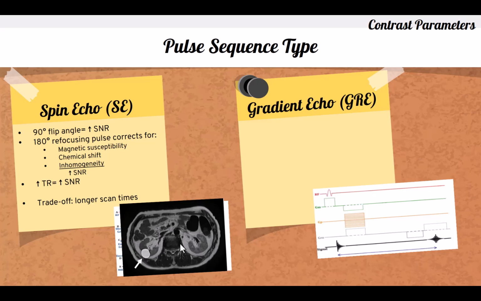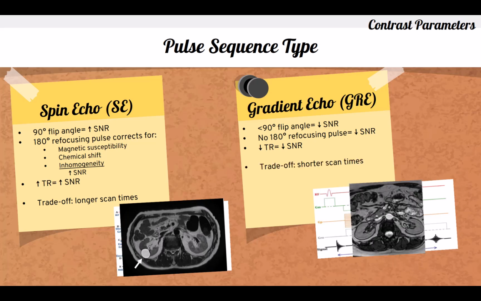Now let's compare that to a gradient echo, which typically has a variable less than 90-degree flip angle to prevent saturation, and this decreases your signal. You also have no 180-degree refocusing pulse, so it does not correct for these artifacts. The gradients are actually responsible for refocusing the echo, which are not as efficient at correcting for these artifacts. So overall, the signal goes down. And the TRs are shorter. So with a short TR, you're not allowing those tissues to fully recover, which reduces the signal-to-noise ratio.